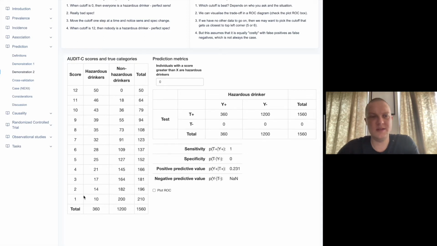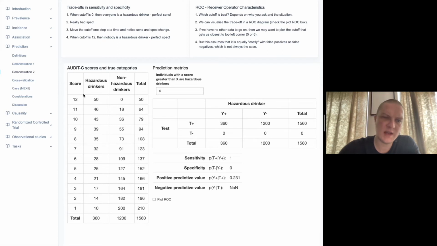The question now is, if I force myself to say that we want to have a cutoff, we want to say that individuals with a score on audit C on a specific level or higher are hazardous drinkers. So I really want to change this score into hazardous or non-hazardous. Which cutoff should I pick?